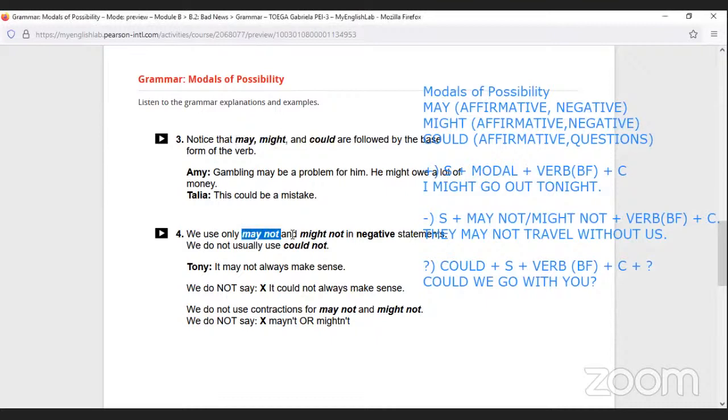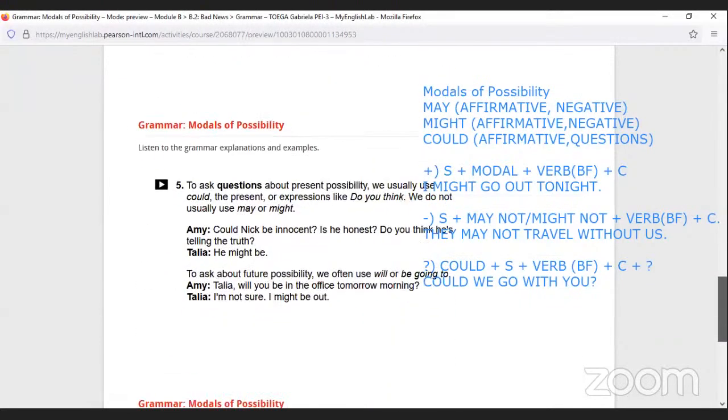As we can see here in the platform, we only use may not and might not in negative statements. We don't usually use could not. Here it says usually because of course it is correct to use couldn't. But when we talk about possibility, we can't use couldn't, okay? Only may not or might not, okay? So here for questions, as we were talking before, we could use only the modal verb could for questions, nothing else, okay?